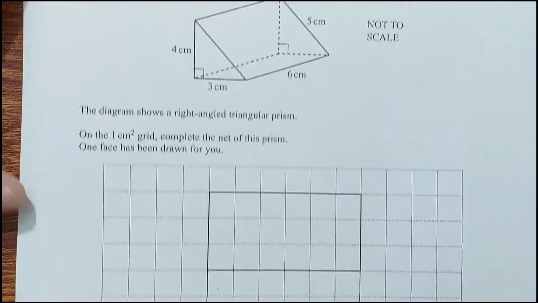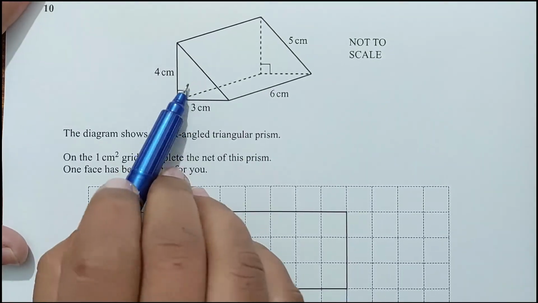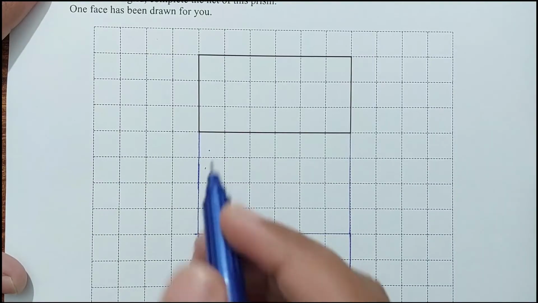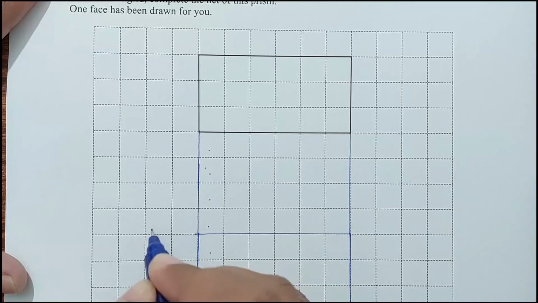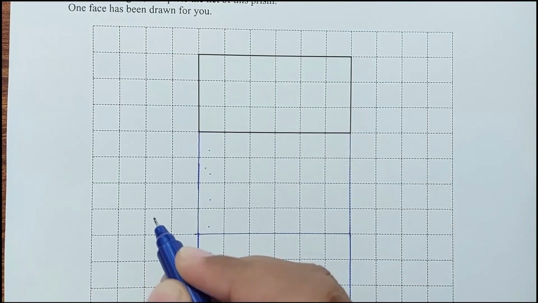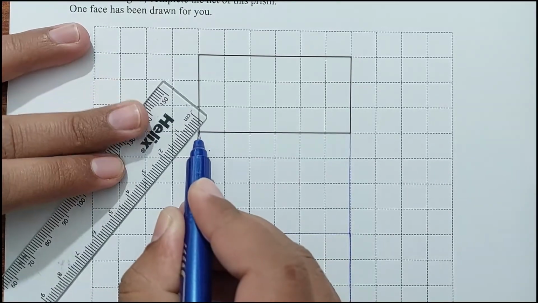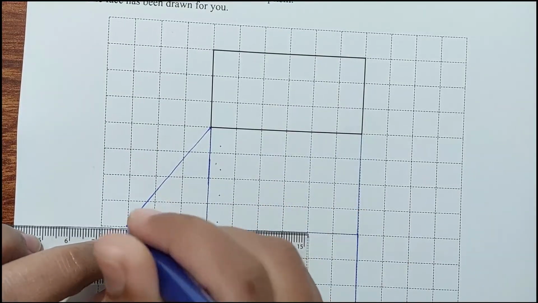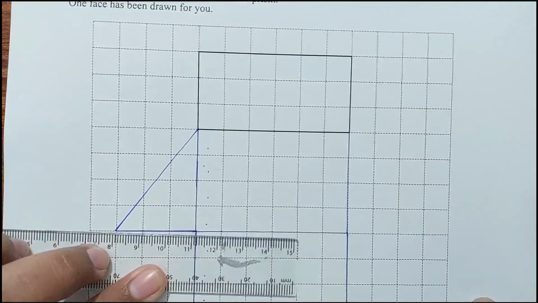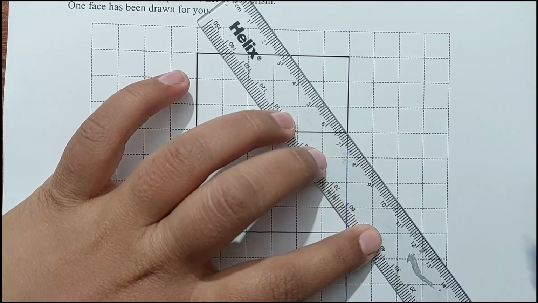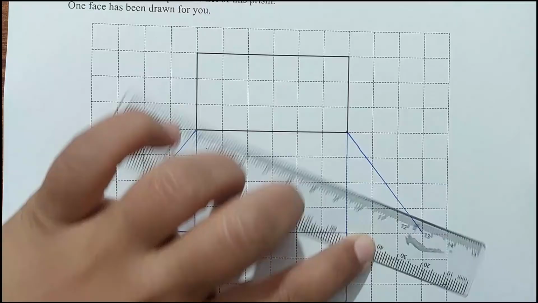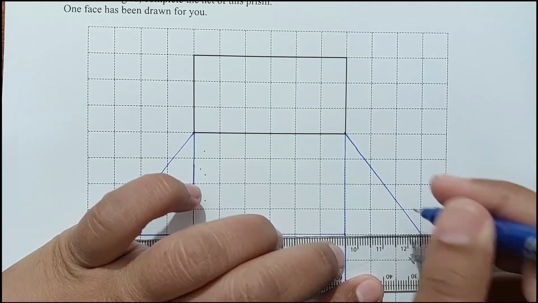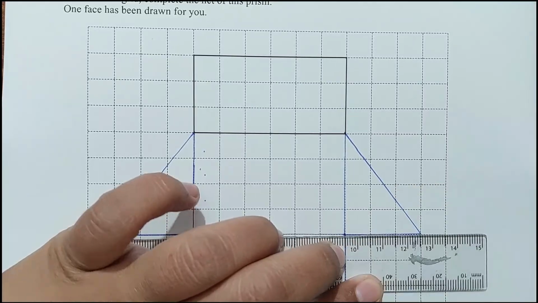Now we are left with two triangles, right? So this is 4 and 3. So this length is 1, 2, 3, 4. This is 1, 2, 3. This is 4, 3. And on the other side, the same 4, 3. So this is a net of the right triangular prism.